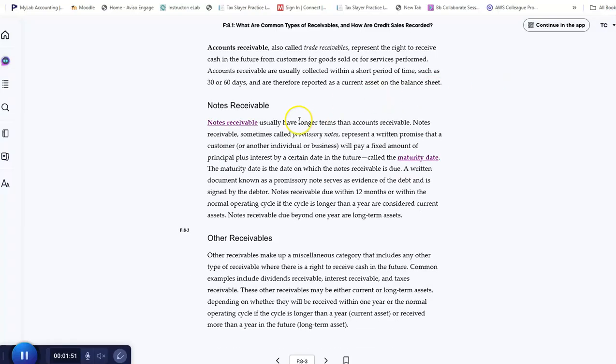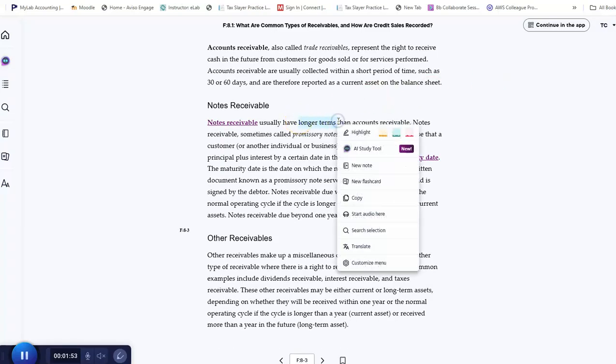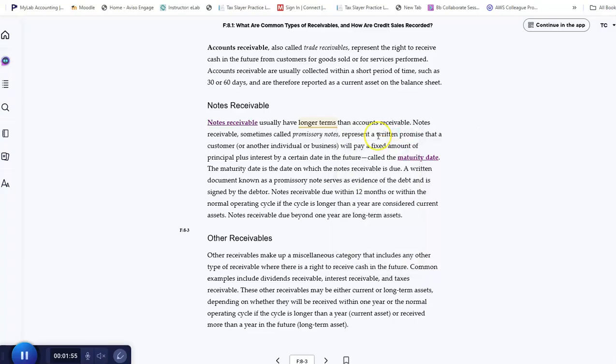Notes receivable, on the other hand, have longer terms than accounts receivable, and they would usually have a written promissory note to go with them. You will have a maturity date, which is the date the note is due, and you will have principal plus interest. Again, these are longer term than our accounts receivable, and they usually have specified terms like a certain interest rate and a maturity date.